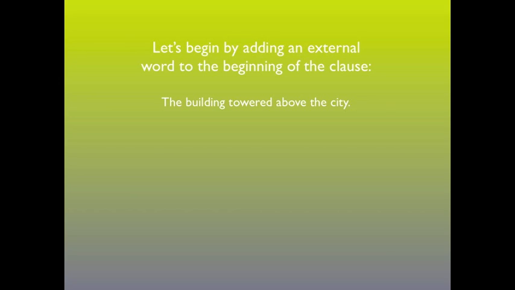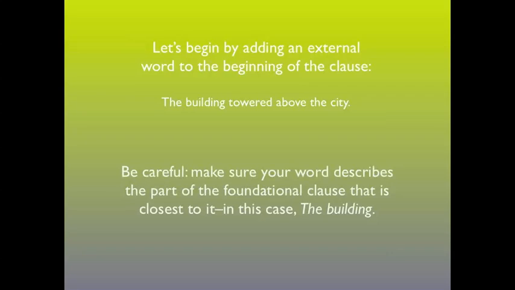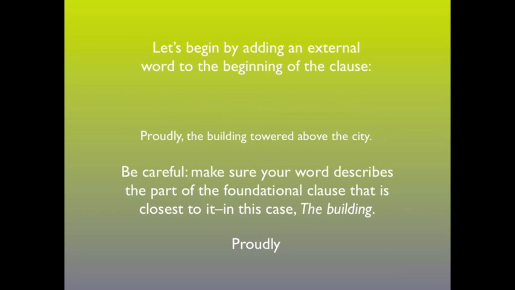So that's what we're going to do, and we're going to start by adding an additional word to this independent clause. Make sure your word, your external information, describes the part of the foundational clause that is closest to it. In this case, it's the actor, the building. So we're going to add a little personification to our building. And when we plug proudly in front of our foundational clause, we get, proudly, the building towered above the city.